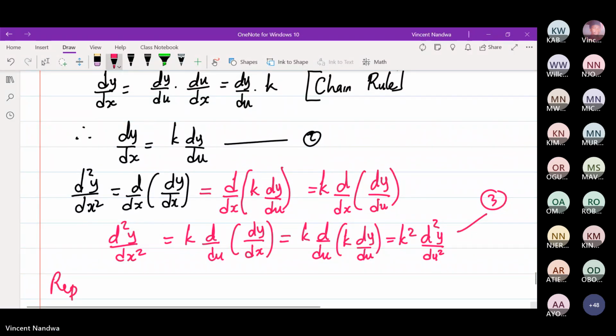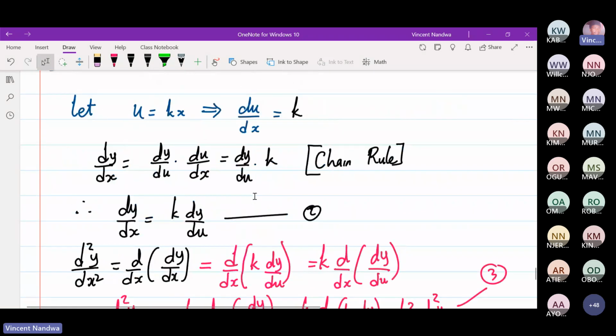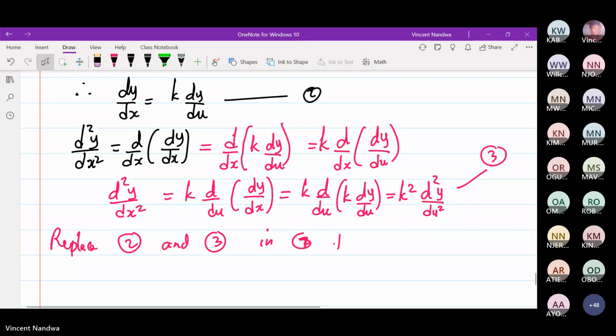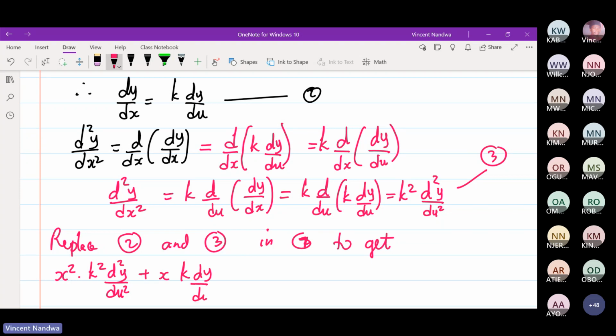So replace 2 and 3 in 1. Remember the first term in 1 is x squared multiplied by the second derivative of y with respect to x, which I found to be k squared d squared y du squared, plus x times dy dx, which I found to be k dy du, plus k squared x squared, which is the same as the square of kx, which is the same as u squared, minus n squared y equals 0.